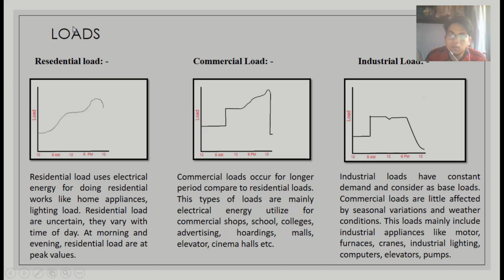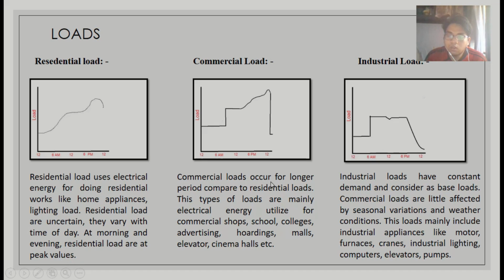Okay, the last one is loads. We have three loads: residential load, commercial load, and industrial load. Residential load uses electrical energy for residential work like home appliances and lighting load. Residential loads are uncertain. They vary with time of day. In the morning and evening, residential loads are at peak value.